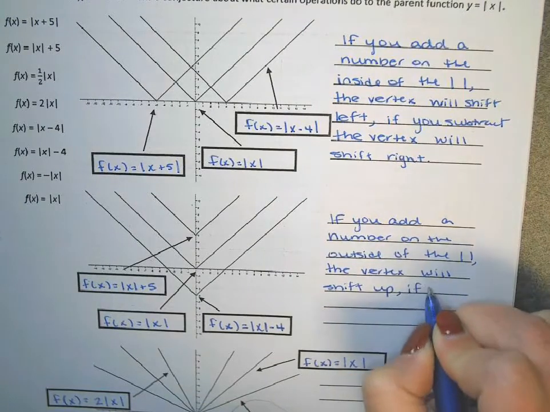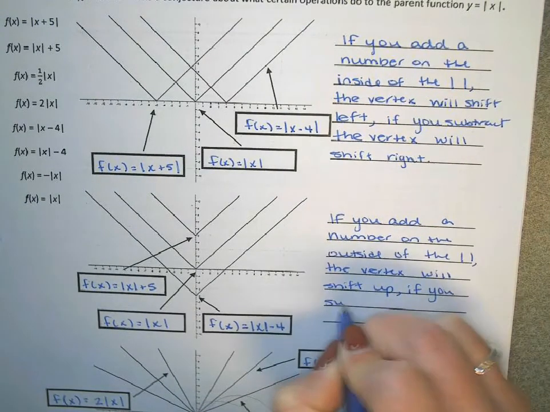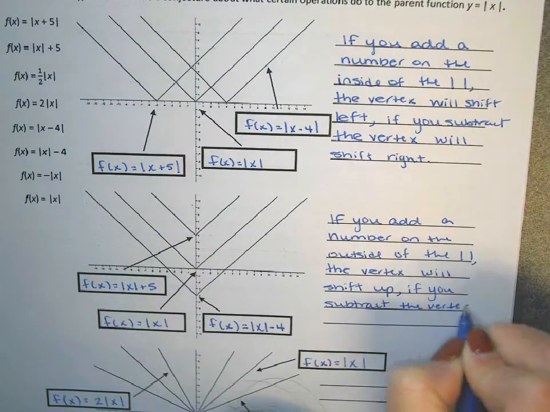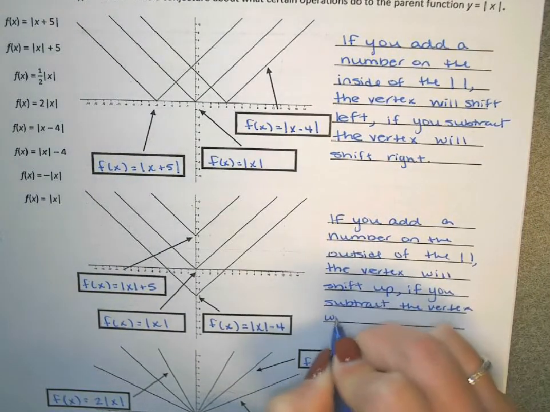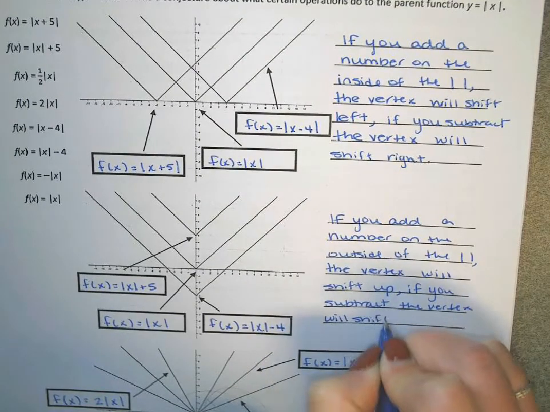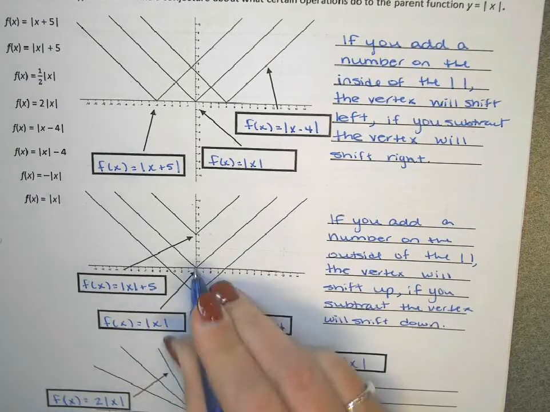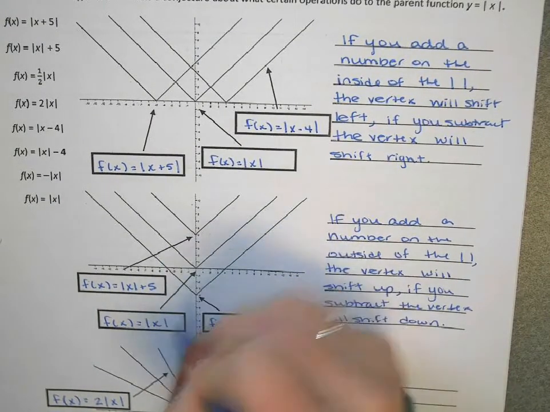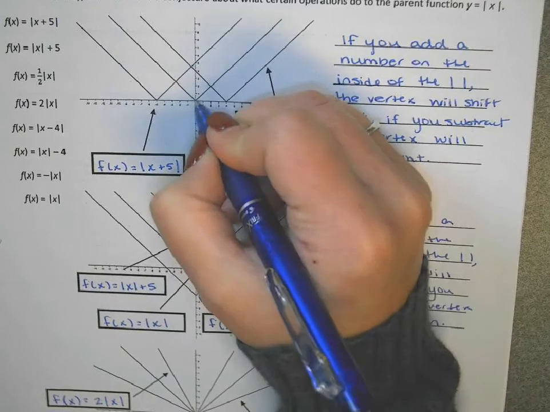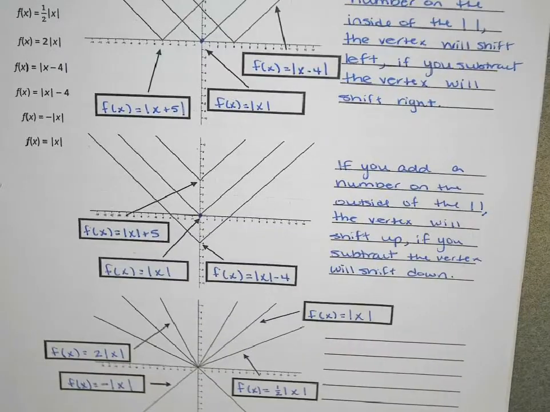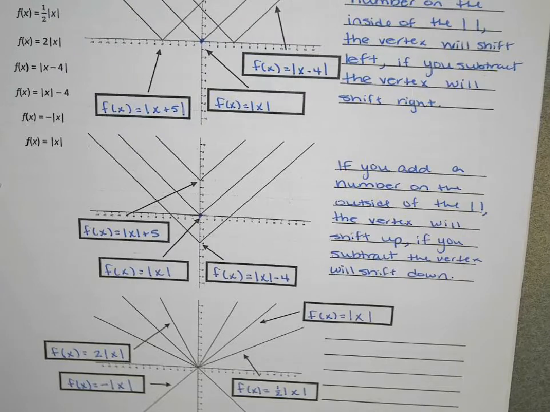If you subtract, the vertex will shift down. So when we subtracted, it shifted down. Notice if you're not adding a number, where was that vertex? At 0, 0 both times. Okay? So we start at 0, 0, and then depending on if you're adding or subtracting a number on the inside or outside, it will shift left, down, up, or right.